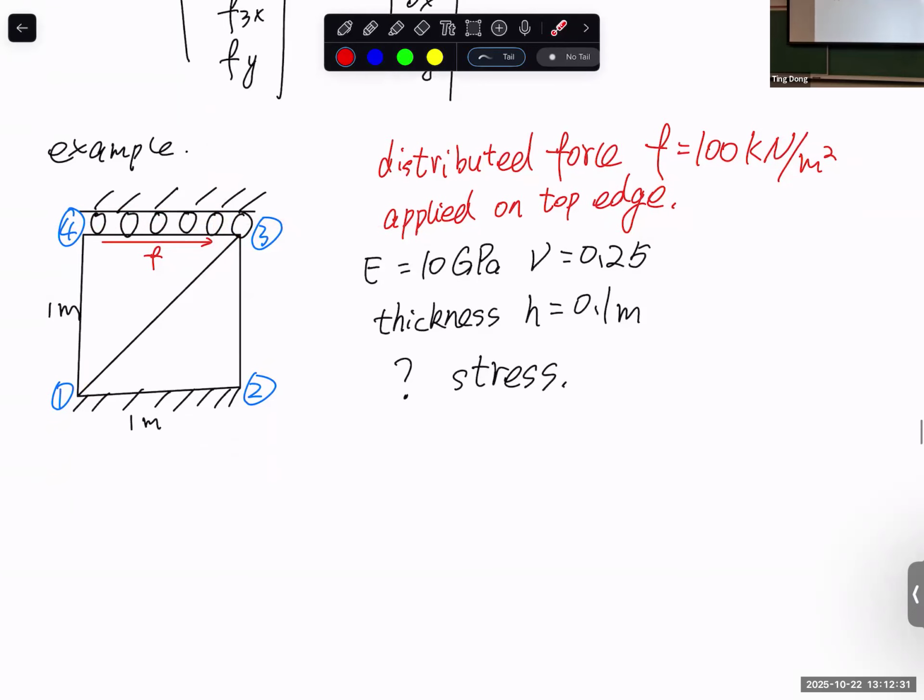So okay, now we know that we have 2 unknown degrees of freedom. How to solve these 2 unknown degrees of freedom? How to solve U3 and U4?